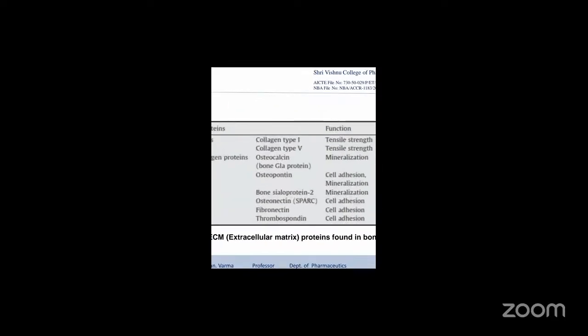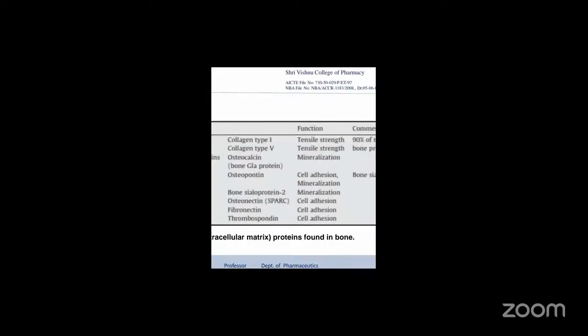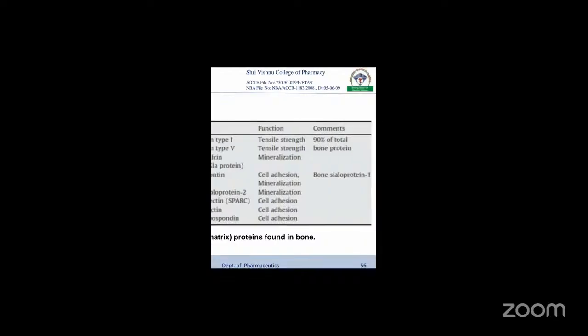So, the extracellular matrix proteins found in the bone. Here the various ECM proteins have been employed, like collagen type 1, type 5, osteocalcin, osteopontin, bone sialoprotein 2, osteonectin, fibronectin, thrombospondin. All these types of extracellular matrix proteins have been employed in tissue engineering studies.